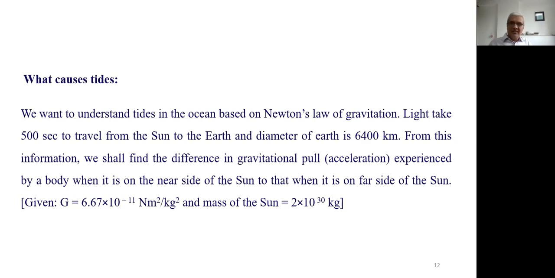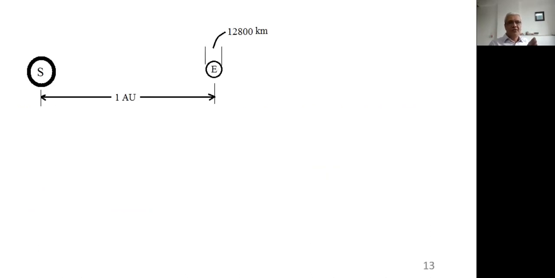So we want to understand these tides and oceans based on Newton's law of gravitation. We need to know the distance of Earth from Sun. It's about 500 light seconds, which means light takes 500 seconds to travel from Sun to Earth. The distance turns out to be around 1.5 into 10 raised to 11 meters. The mass of the Sun is 2 into 10 raised to 30 kilograms. Now look at this diagram. We have a Sun and we have an Earth. When we talk about distance, we are talking about the average distance from center to center.